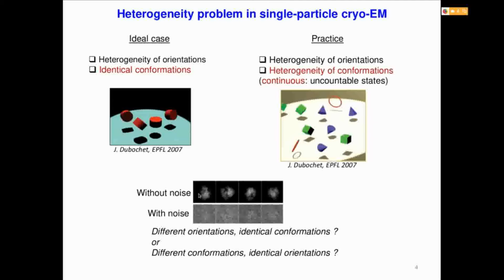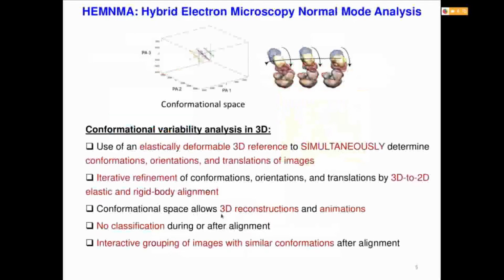For example, here you have some examples of synthetic projections without noise and with noise, and it is clear that even without noise, it is difficult to say whether two images come from two different orientations of the same conformation or from two different conformations that may have even the same orientation. And with noise, this is even more complicated.